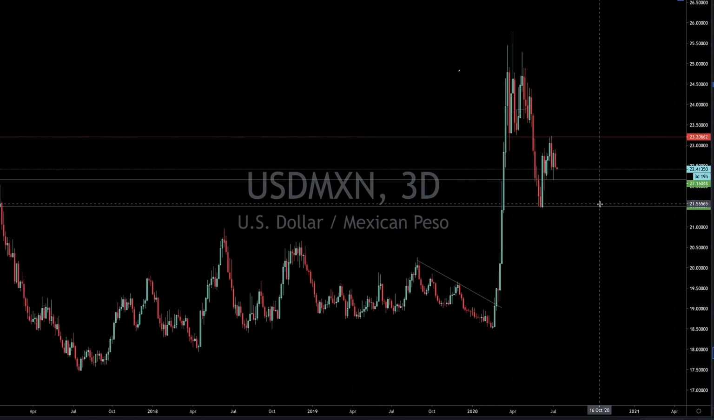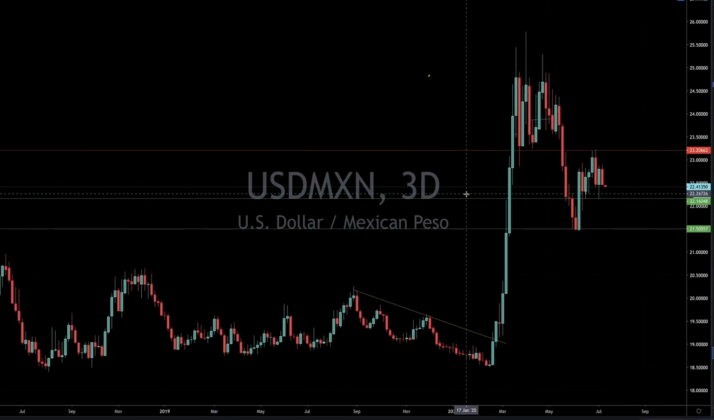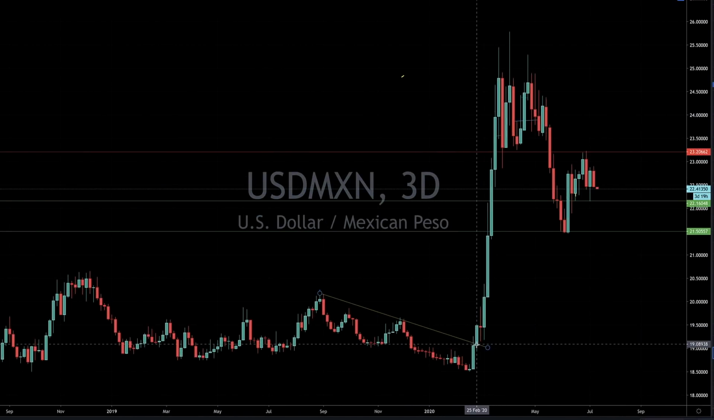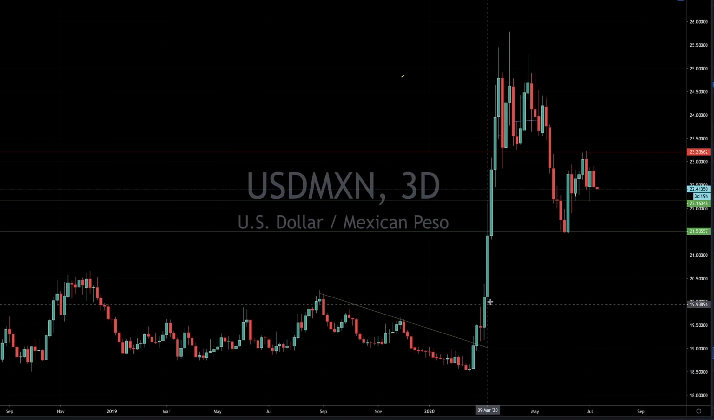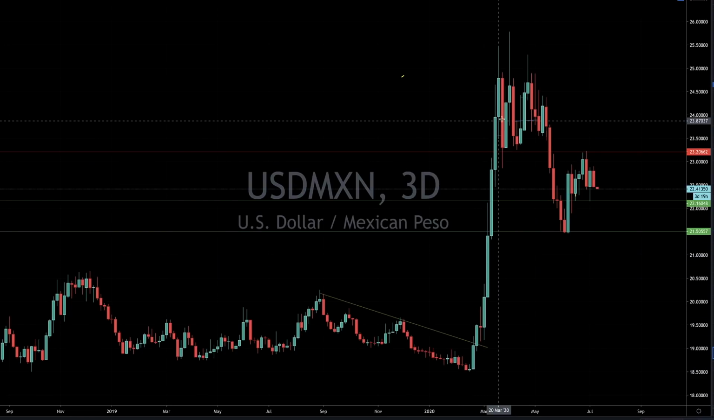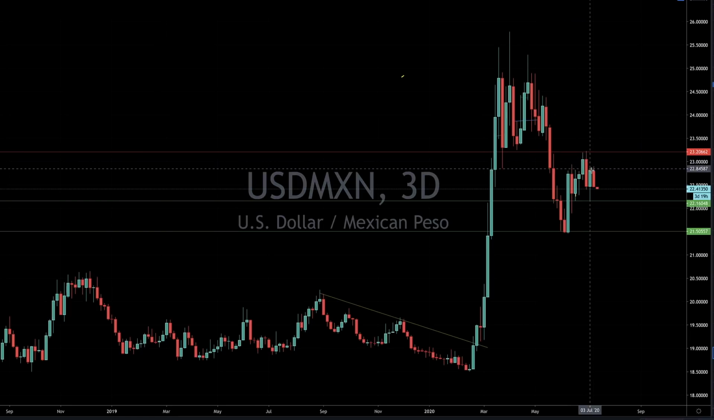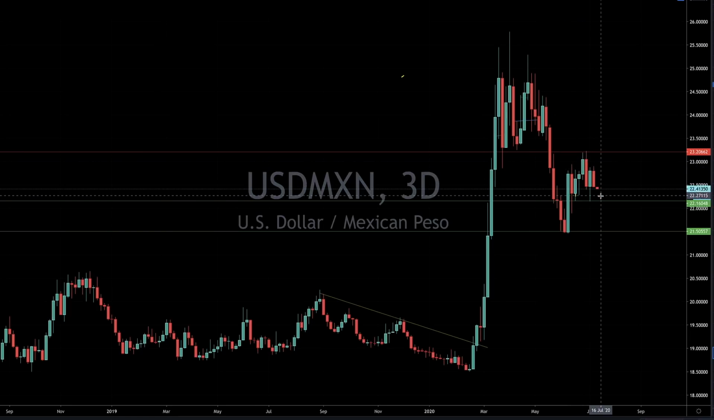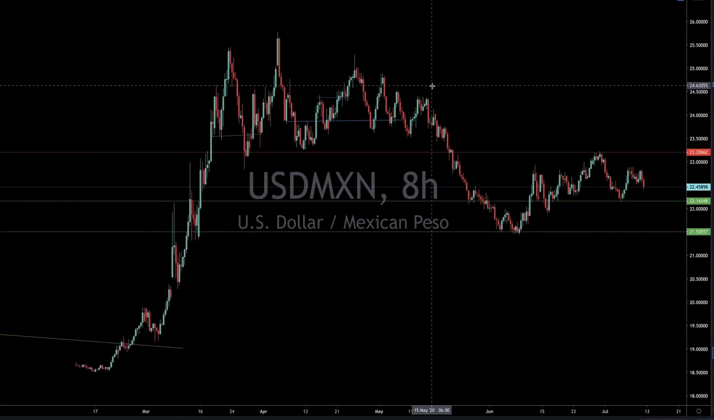US dollar Mexican peso, however, let's take a look at this. We'll start here on the 3-day. Do you remember during the liquidity crisis, the move that we saw here on the US dollar versus the peso? It was pretty intense, right? Where are we at now? You could see since coming into this resistance at 23.20, we are now coming down to test the support. Let me come in over here to get a closer look.